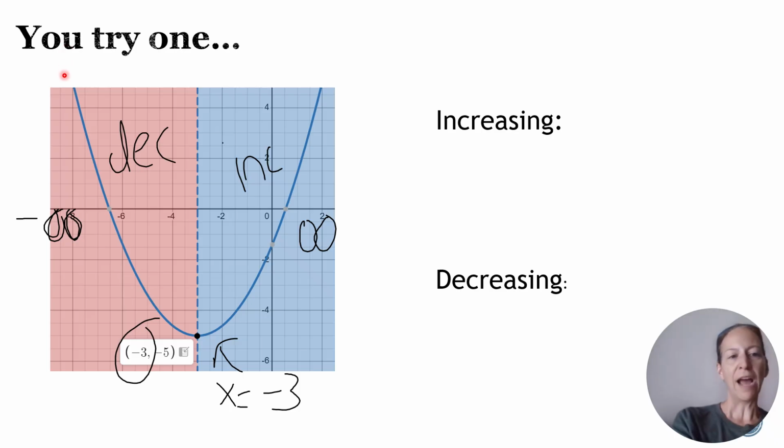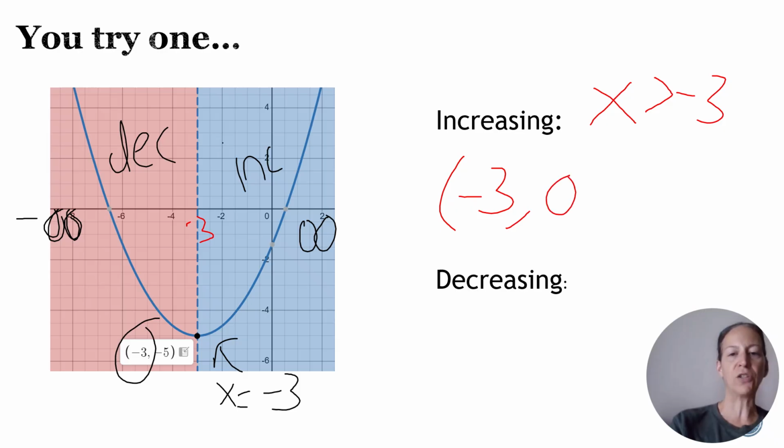We go over to the left. I am clearly heading down, decreasing, decreasing, decreasing, get to the -3, and then we turn around, and it's increasing, increasing, increasing, going the other way. So for increasing, in inequality notation, we would say x is greater than -3. But if we're using interval notation, we would say it is increasing from -3 to infinity because it's going that way. And decreasing would be this way.